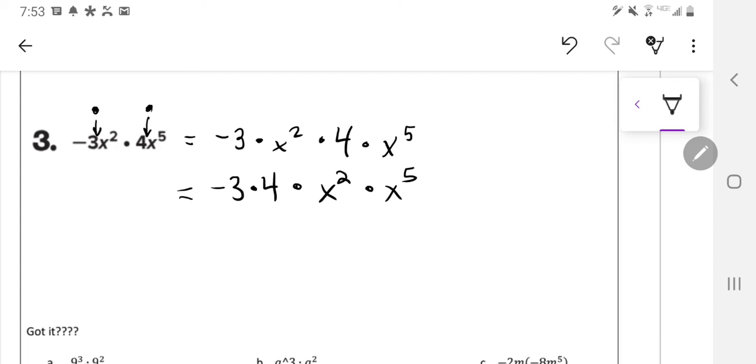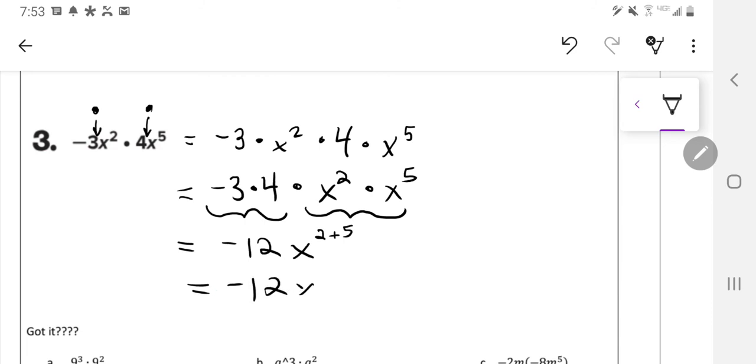Now we can just simplify. We can simplify this just through multiplication. That's going to be -12. And then we can simplify this part using our exponent rule. Since they have the same base, we can keep the base and we can add the exponents. 2 plus 5, so it gets you -12 x to the 7th. All right, that's a really important one to pay attention to. And that's the simplified version right there.